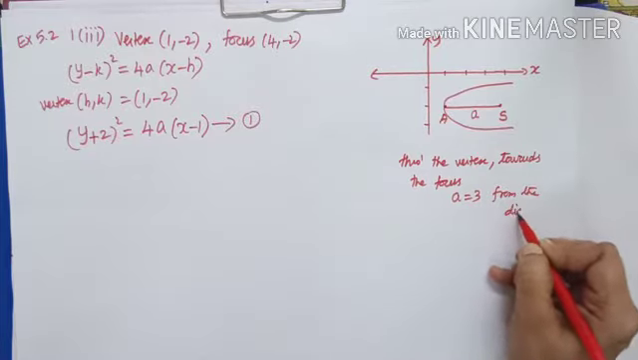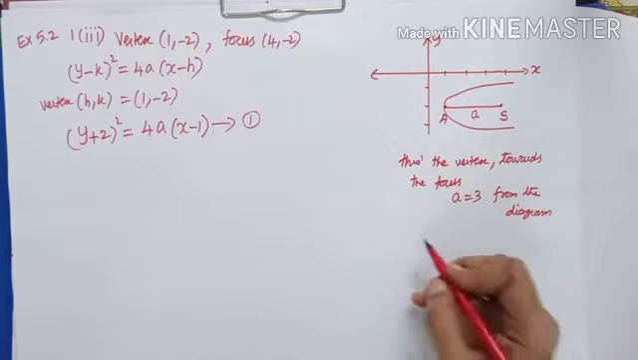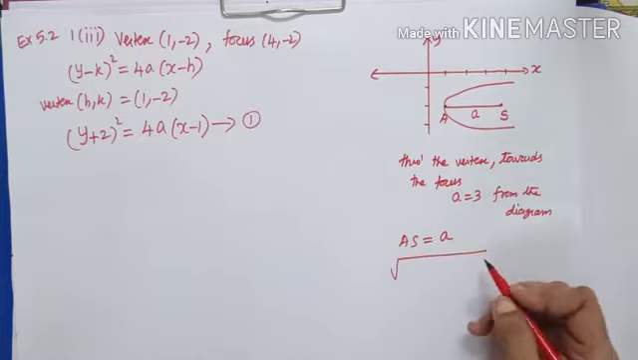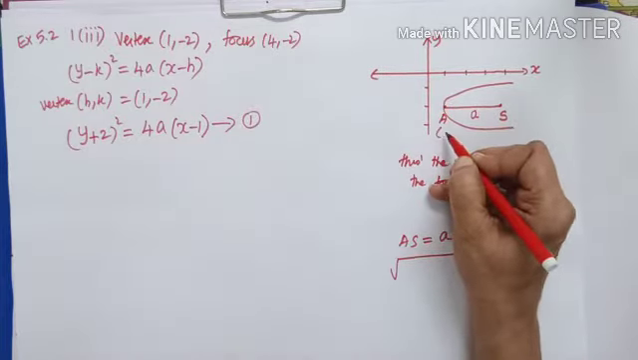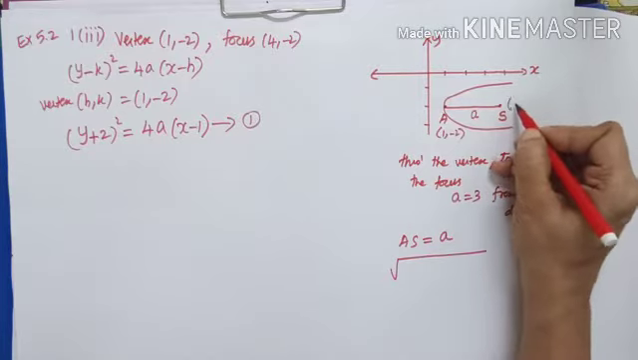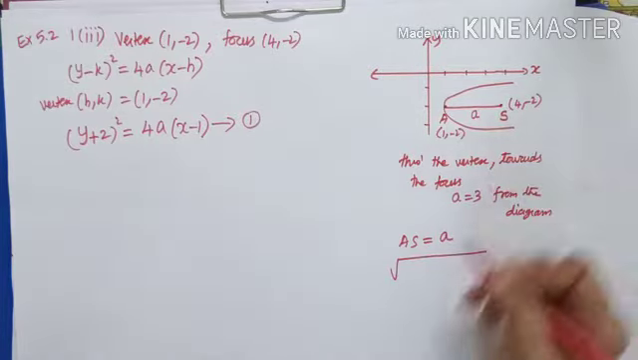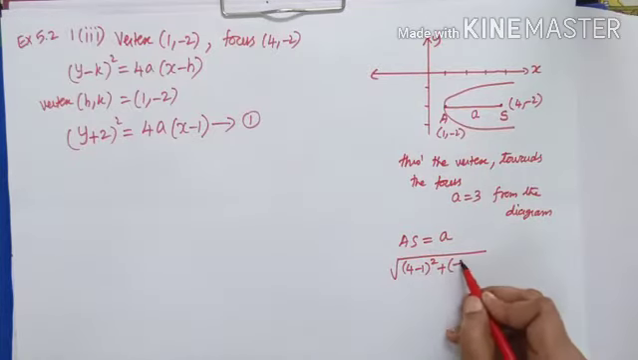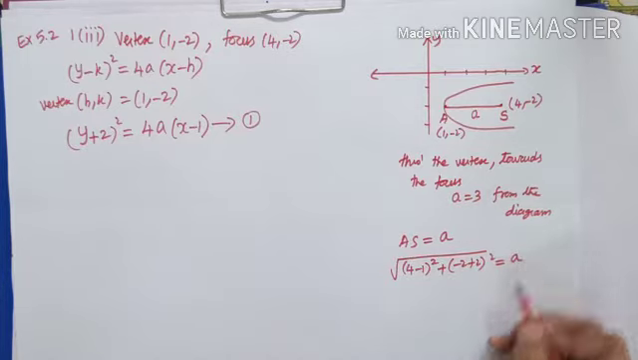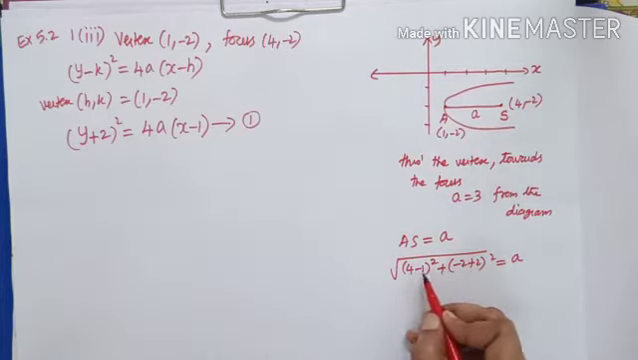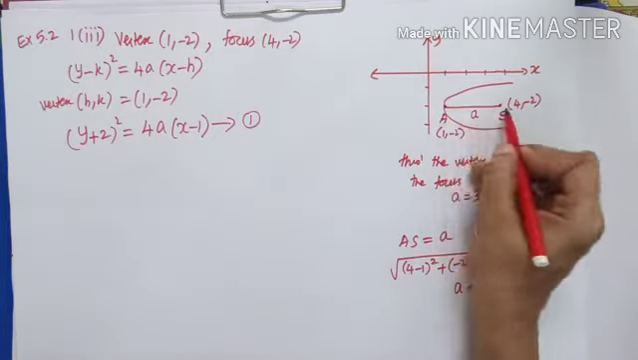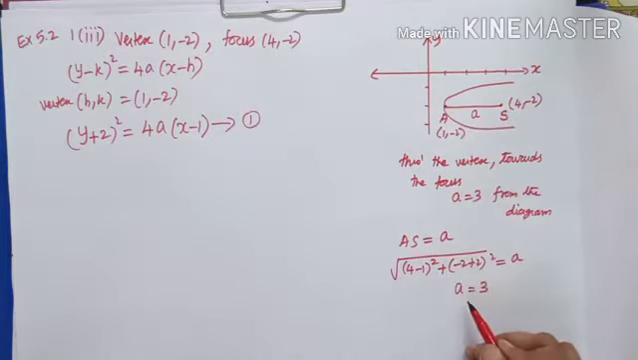If you are not able to identify from the diagram, let us work it out. AS is equal to a. What is the distance formula? A is (1, minus 2) and S is (4, minus 2). Work out the distance formula. Square root of (4 minus 1) the whole square plus (minus 2 plus 2) the whole square equals a. This is 0. So 4 minus 1, 3 square root is 3. So this gives me a equals 3. Either get a value from the diagram or use the distance formula.